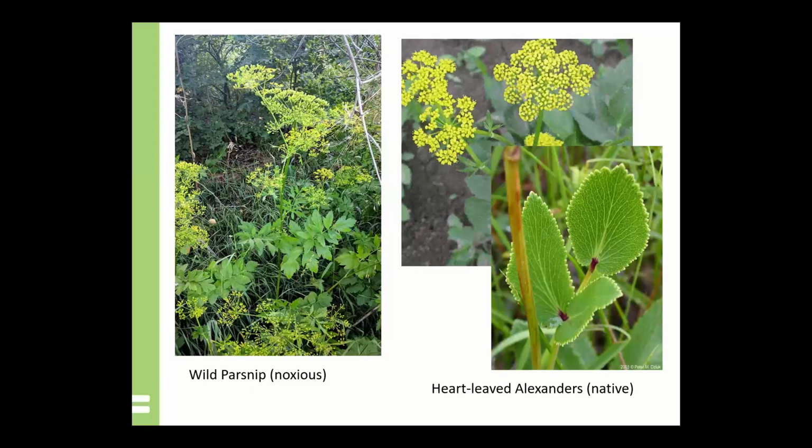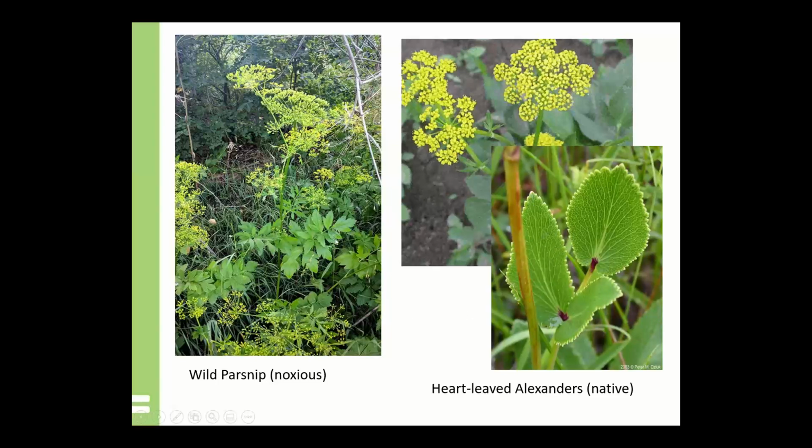I got this one a couple years ago. I had a counselor ask me about it, and well, he was a weed inspector as well, but he sent me these pictures, and it's got the yellow flowers on it, and he thought it was wild parsnip, and it actually is not. It's called heart-leaved Alexanders, and it's a native plant.